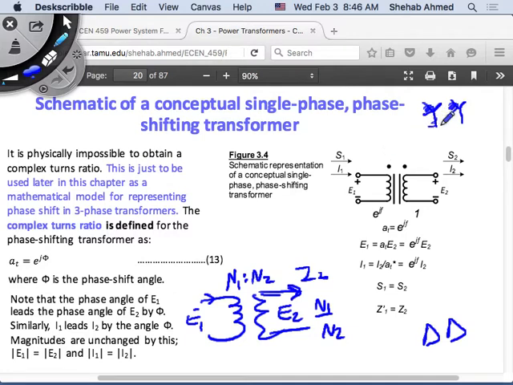This phase winding will be in phase with this phase winding. Same thing with the delta. This phase will be in phase with this phase. This is the primary and this is the secondary. This phase will be in phase with this one, primary and secondary, right? So they are related only by turns ratios.